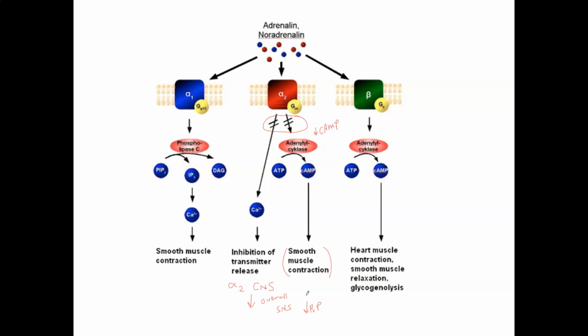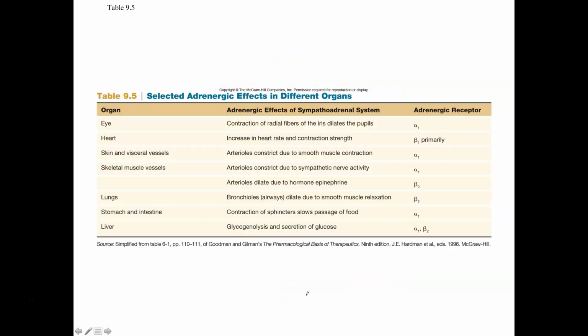As a summary, how can we summarize what some of the effects are for these alpha and beta receptors? I want to go back to a table like this. This is a summary of selected adrenergic effects throughout the body. The key here is to notice that norepinephrine affects lots of locations: the eyes, the heart, the skin, the skeletal muscle, the lungs, the GI system. But it depends on what receptor it's interacting with.